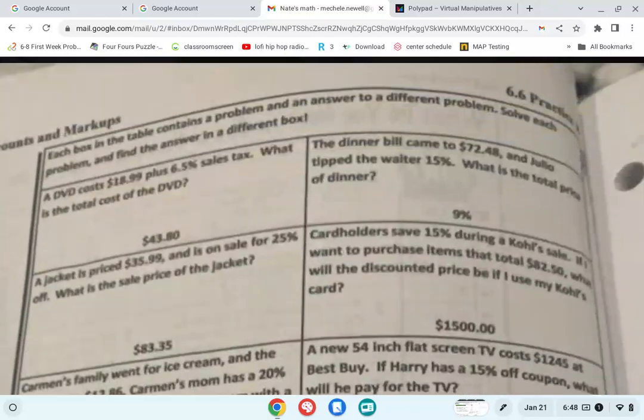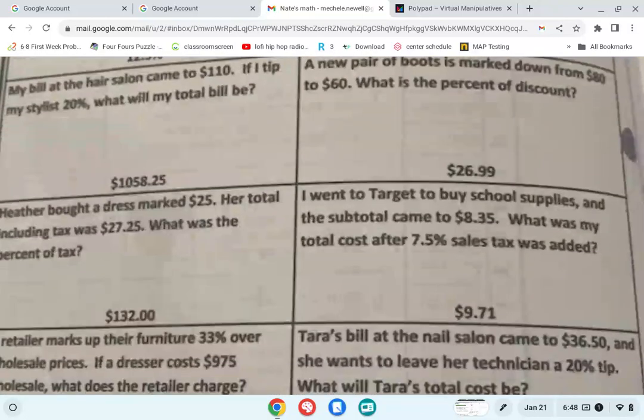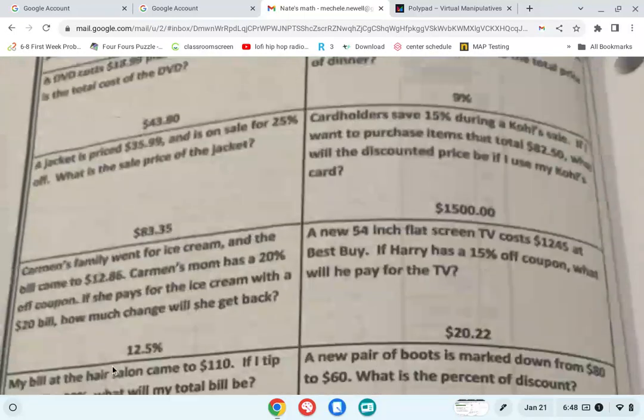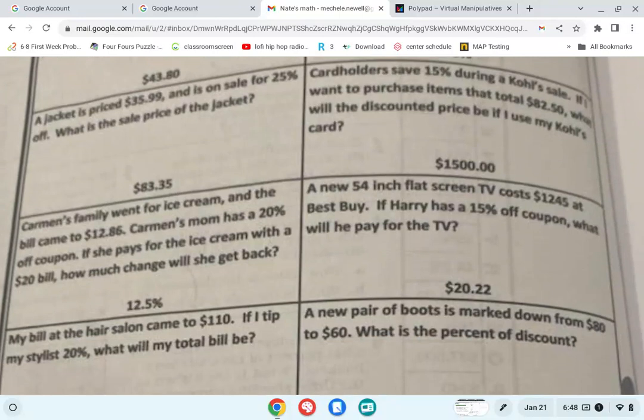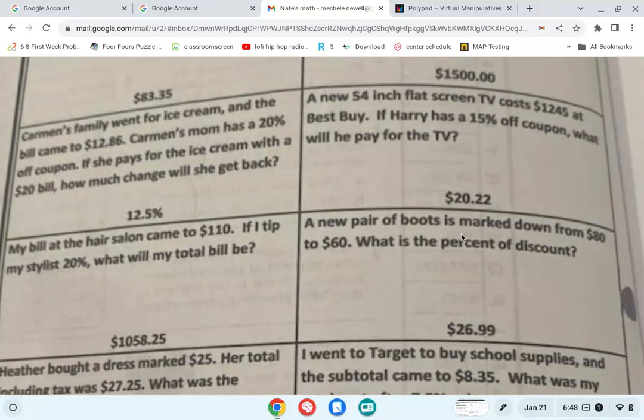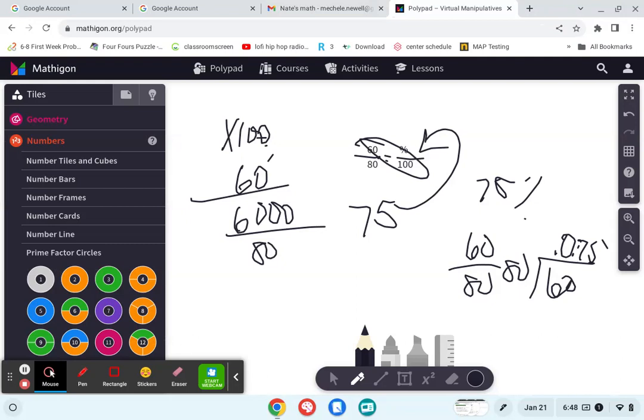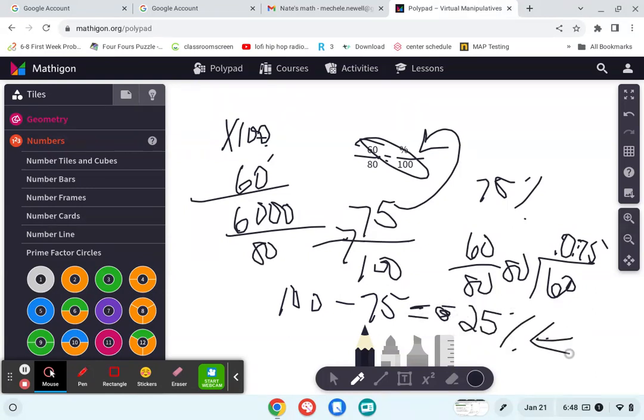First, let me go back because I think I need to reread the question. It says, where was I? Because I don't think we finished the question. It says a new pair of boots is marked down from 80 to 60. What is the percent of discount? That's different. So if 60 over 80 is 75%, what is the percent of discount? The discount is 100 minus the 75%, which leaves us with 25%. So the percent of discount is 25%.